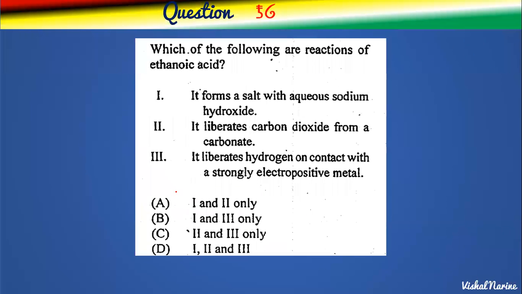Question 56. Which of the following are reactions of ethanoic acid? Ethanoic acid, although it's an organic acid, behaves just like our lab acids. So go through the options here. It forms a salt with aqueous sodium hydroxide. That is true. It liberates carbon dioxide from a carbonate. That is true. It liberates hydrogen on contact with a strongly electropositive metal. Again, that is true. So the answer there is 1, 2, 3.